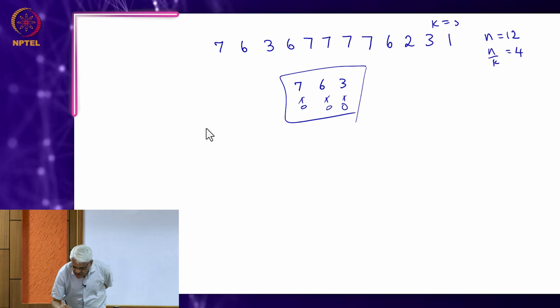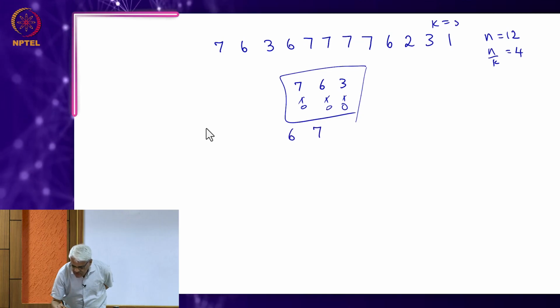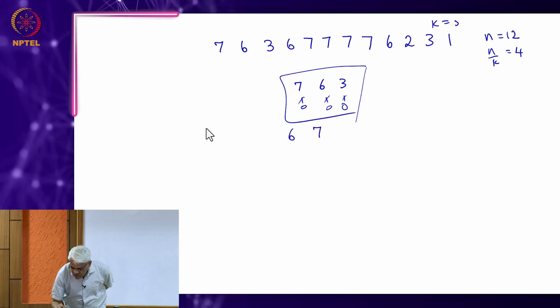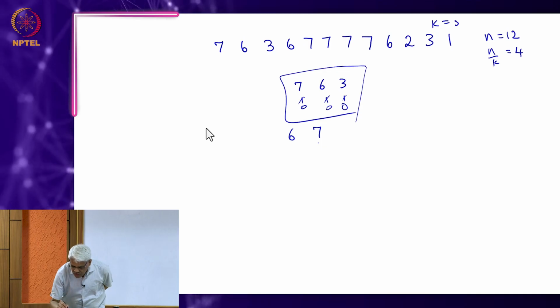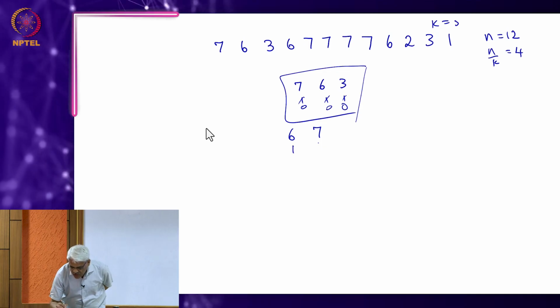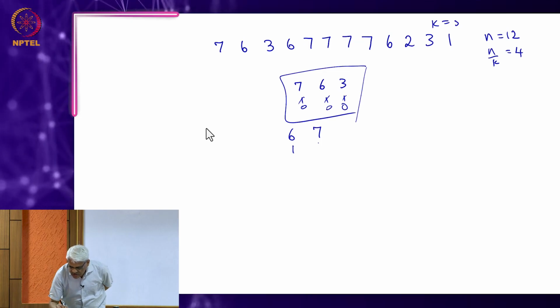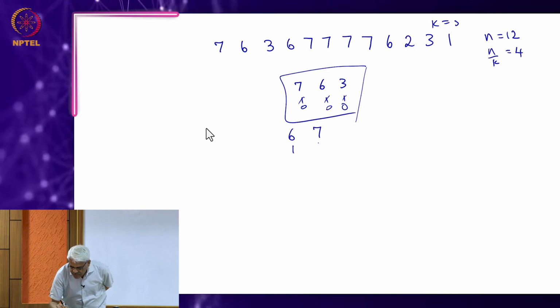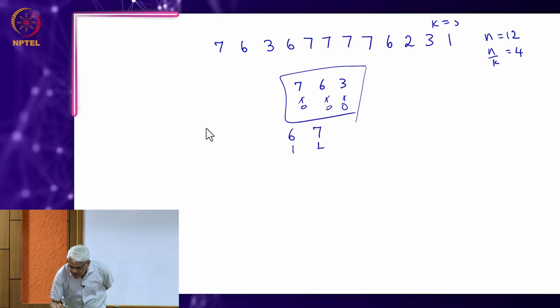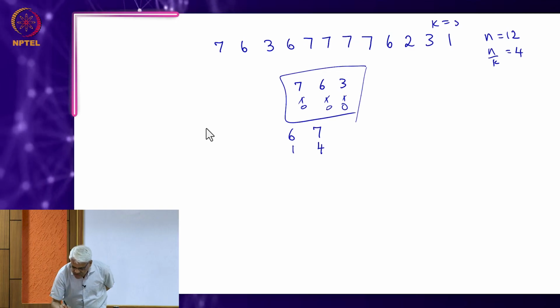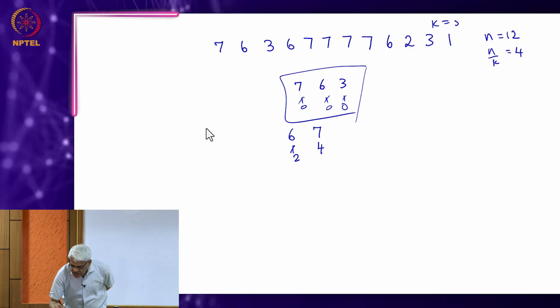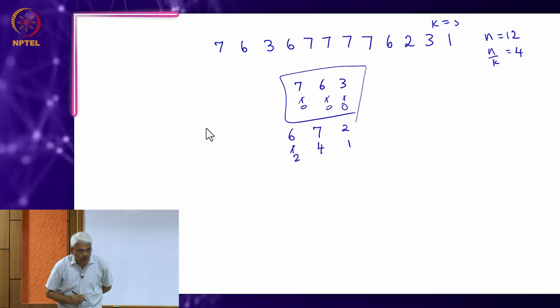Then I look at 6, 7 with counter value. When I read 6, I will have counter value 1. When I see 7, it has counter value 1. The other 7 will make it 2, the other 7 will make it 3, and the other 7 will make it 4. That 6 will make it 2. Then I have 2 with counter value 1.